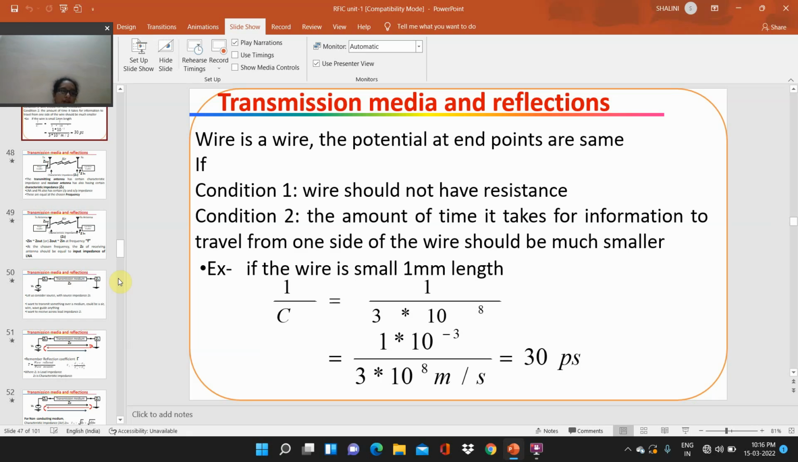Transmission media and reflections. A wire is a wire. The potential at the endpoints is to be the same. So here, condition 1: the wire should not have resistance. Condition 2: the amount of time it takes for information to travel from one side of the wire to the other should be much smaller. For example, if the wire is small, 1 millimeter in length, with velocity C equal to 3 into 10 to the power of 8, you can easily calculate that.